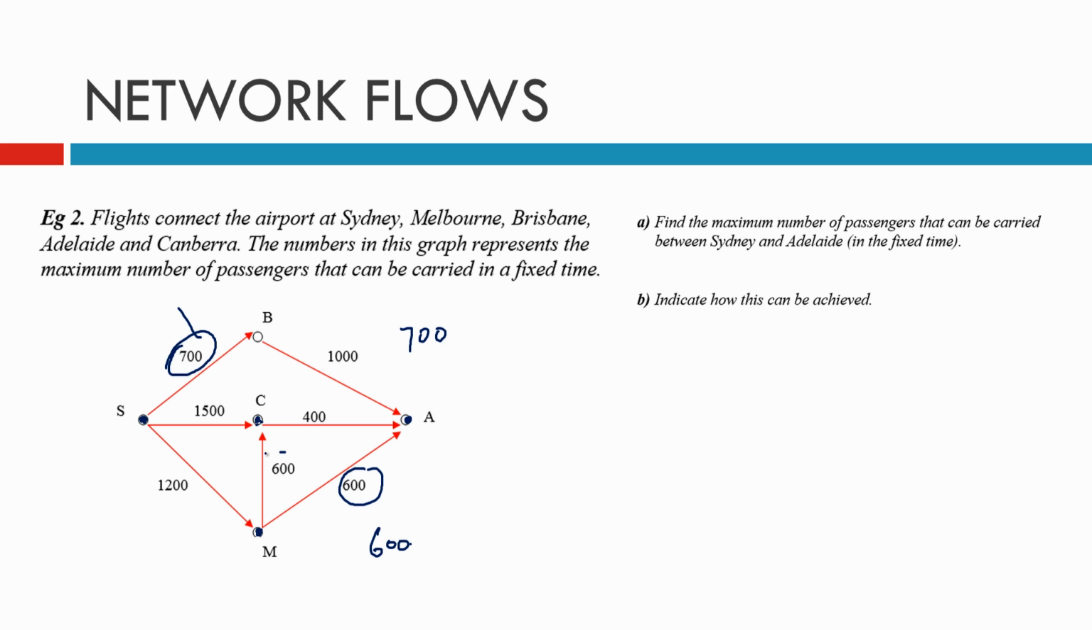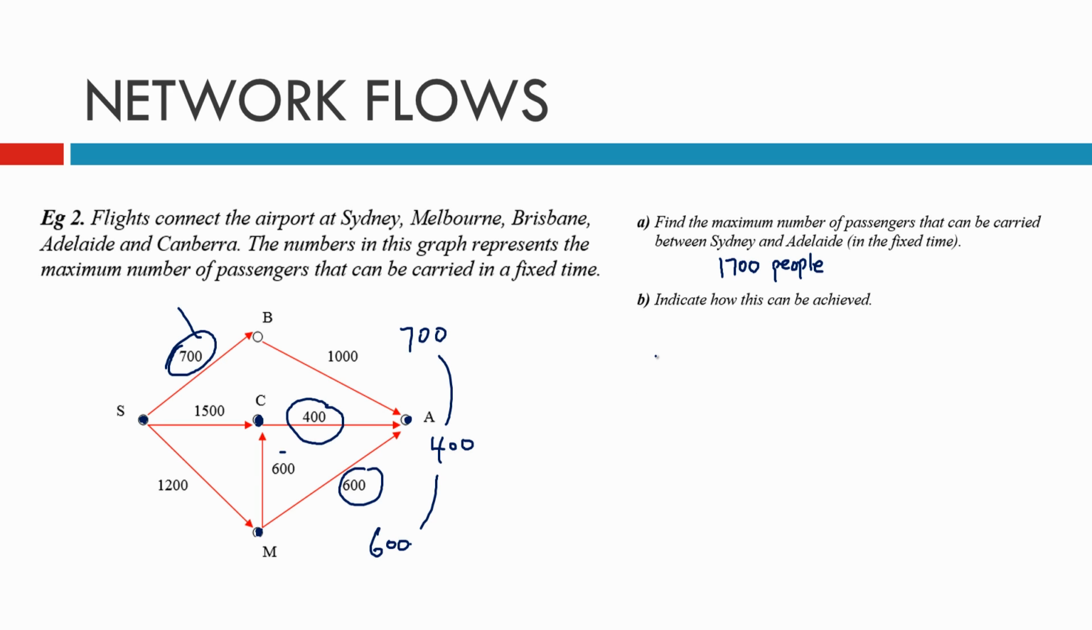We can't take them there, so we can take them up to Canberra. We've got a bit of a backlog here now because if 600 go to Canberra from Melbourne and 1,500 go to Canberra, we've got 2,100 people sitting here. But how many can we take from Canberra to Adelaide? Only 400. So we can only take that 400. So altogether we can take the 700, the 400 and the 600. We can take 1,700 people only from Sydney to Adelaide in any particular time.